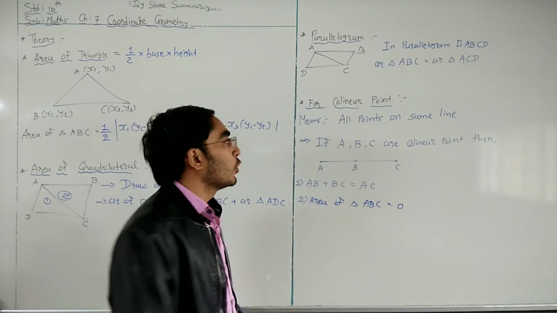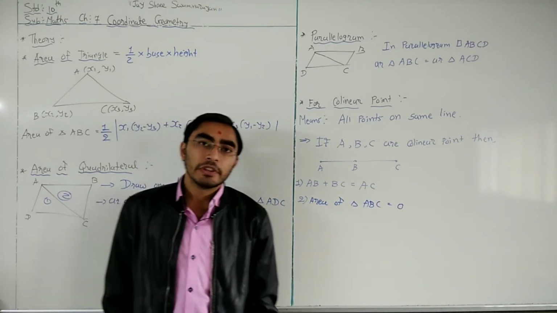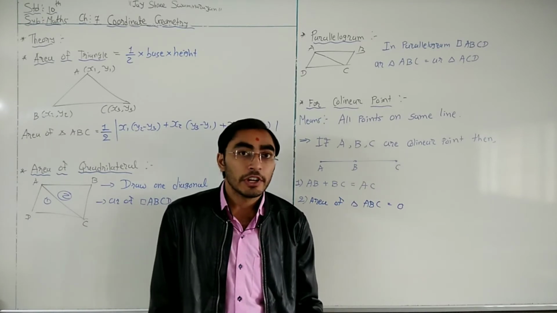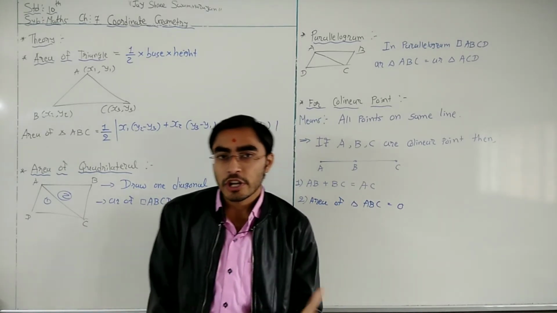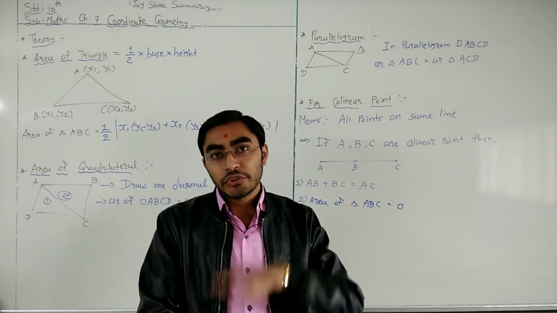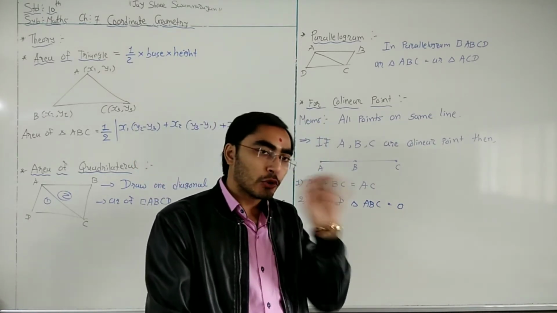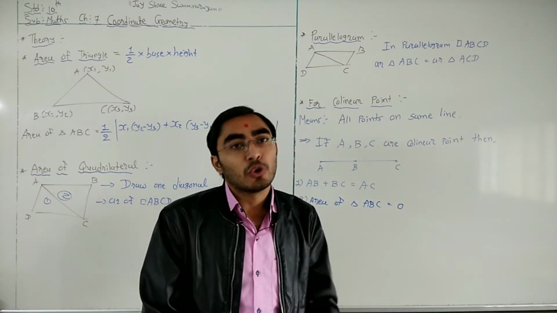Then for collinear points. Now here in chapter number 7, it is given that prove that these 3 points are collinear. Okay, this type of questions are there in the exercise. Prove that these 3 points A, B, C, and coordinates are given to you, are collinear points.